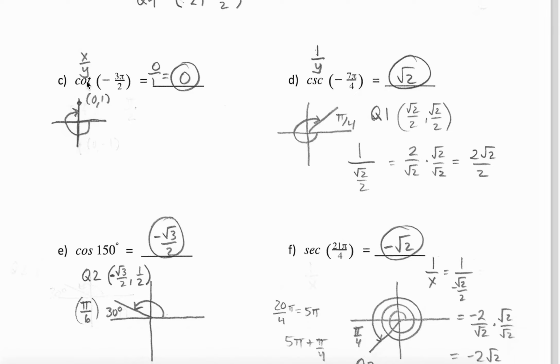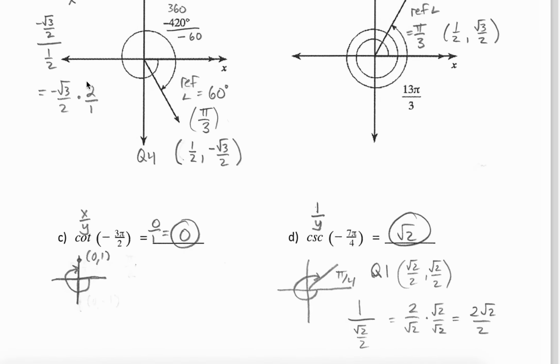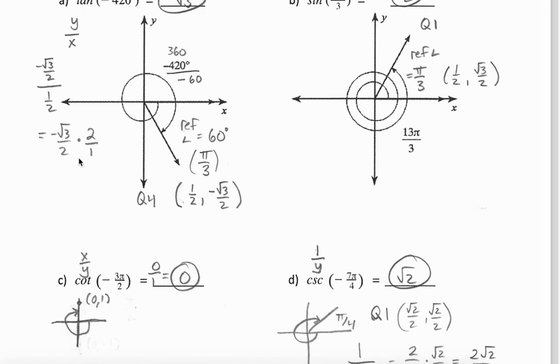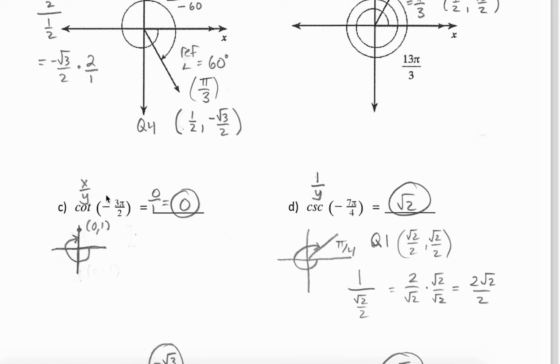Cotangent is going to be the reciprocal of tangent. So if tangent was y over x, cotangent is going to be x over y. So compare the x value to the y value, 0 over 1 is going to simplify to 0. Your calculator doesn't have a cotangent feature on it, so in this case, we got to know what we're doing by sketching it out and understanding what the cotangent ratio is.